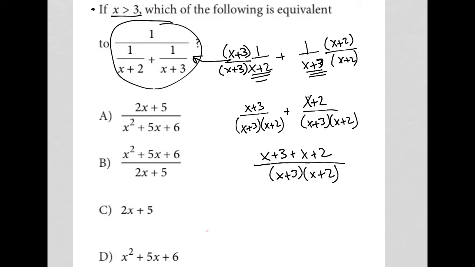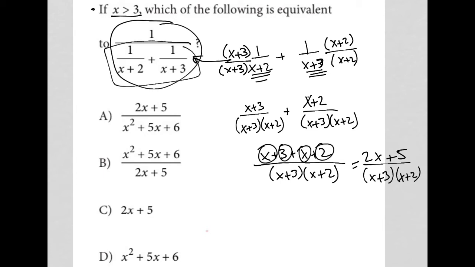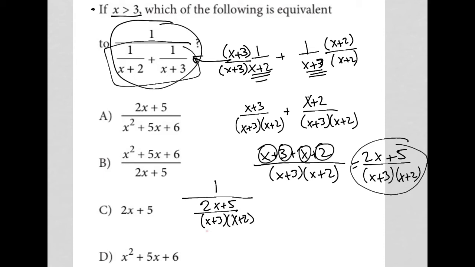I can simplify this further, right? I have x plus x, which is 2x. I have 3 plus 2, which is 5. So this becomes 2x plus 5 over x plus 3 times x plus 2. But let's not forget, we started off with the denominator, which means really this entire thing is still in the denominator. So I still have a 1 over 2x plus 5 over x plus 3 times x plus 2. So there's more to do here, right?